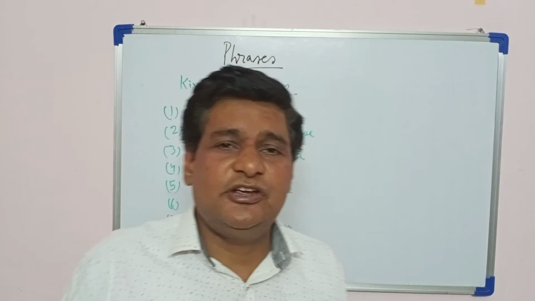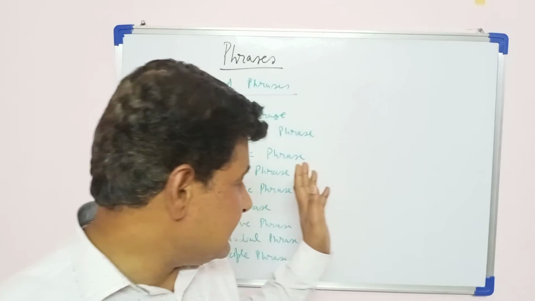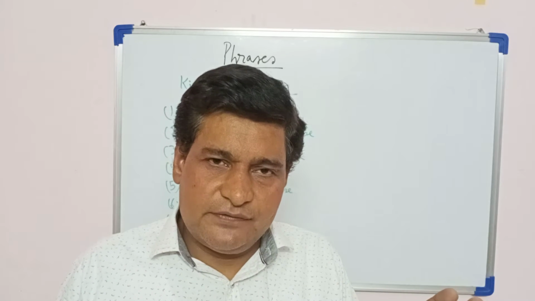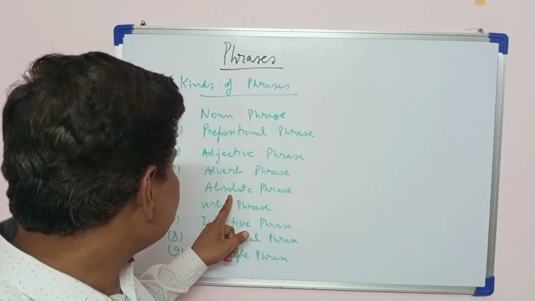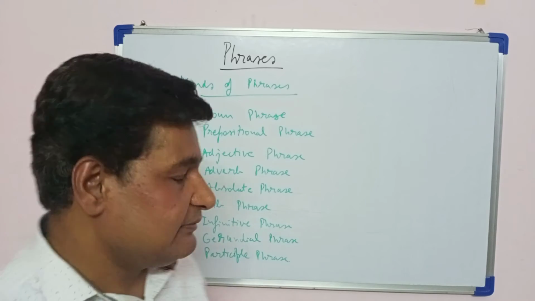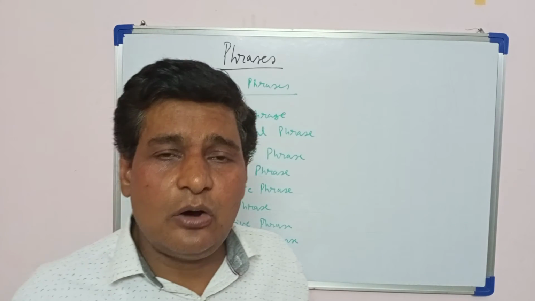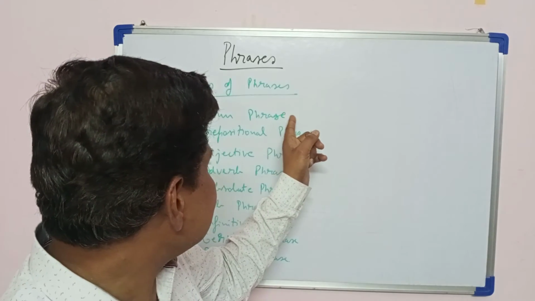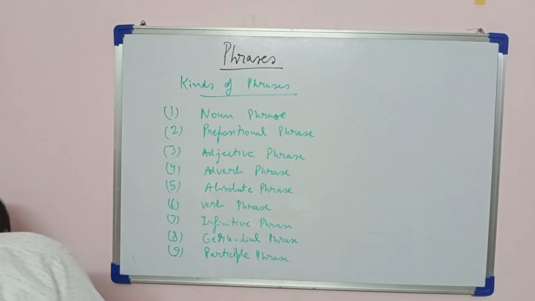So before we proceed further, let's have a recap. How many types of phrases are there? Noun phrase, adjective phrase, verb phrase, prepositional phrase, absolute phrase, adverb phrase, infinitive phrase, gerundial phrase, participial phrase. So there are in total 9 types of phrases. Now we will proceed and understand the very first phrase. This is called the noun phrase. So let's understand what noun phrases are.